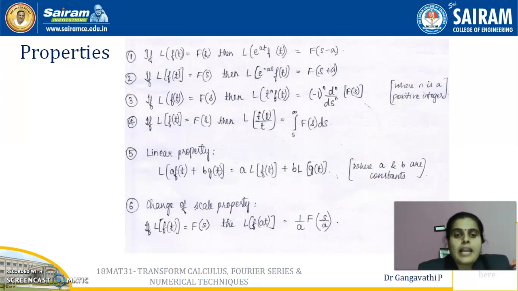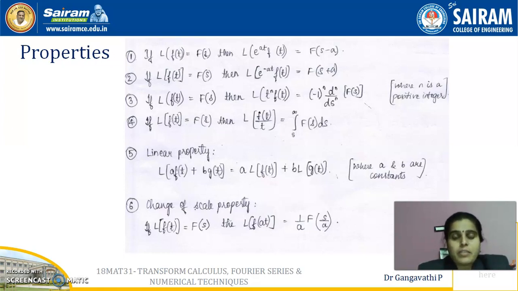And fourth one: if L of f of t is F of s, then L of f of t by t, if your function is given in the form f of t by t, then you need to apply the integral form, integral from s to infinity of F of s ds. So these are the main properties that we will be using. Along with that, some properties like the linear property and change of scale property will also be used while working out the problems.